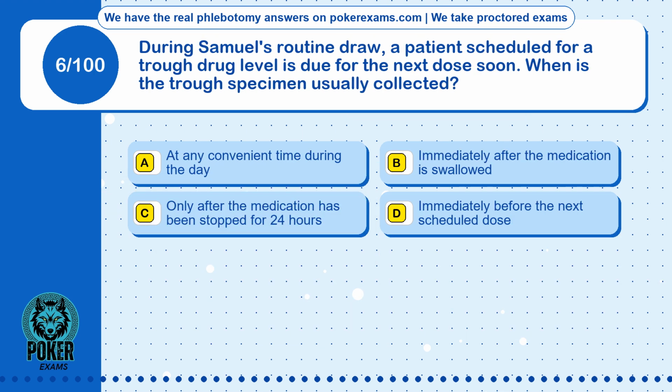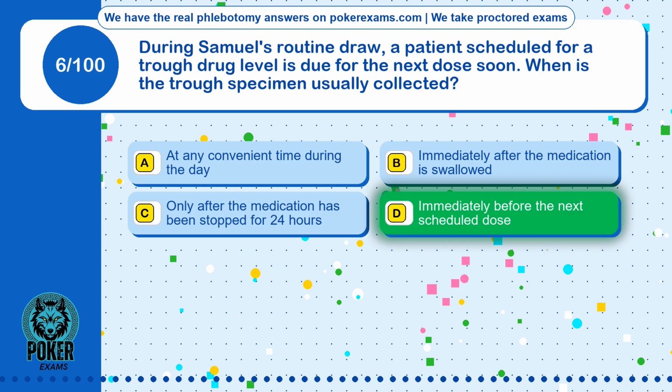Question 6. During Samuel's routine draw, a patient scheduled for a trough drug level is due for the next dose soon. When is the trough specimen usually collected? Option A. At any convenient time during the day. Option B, immediately after the medication is swallowed. Option C, only after the medication has been stopped for 24 hours. Option D, immediately before the next scheduled dose.